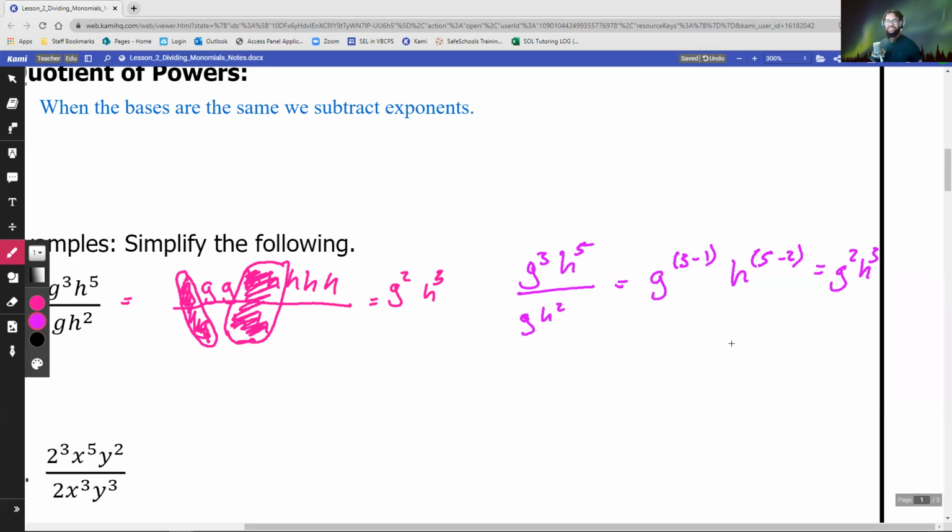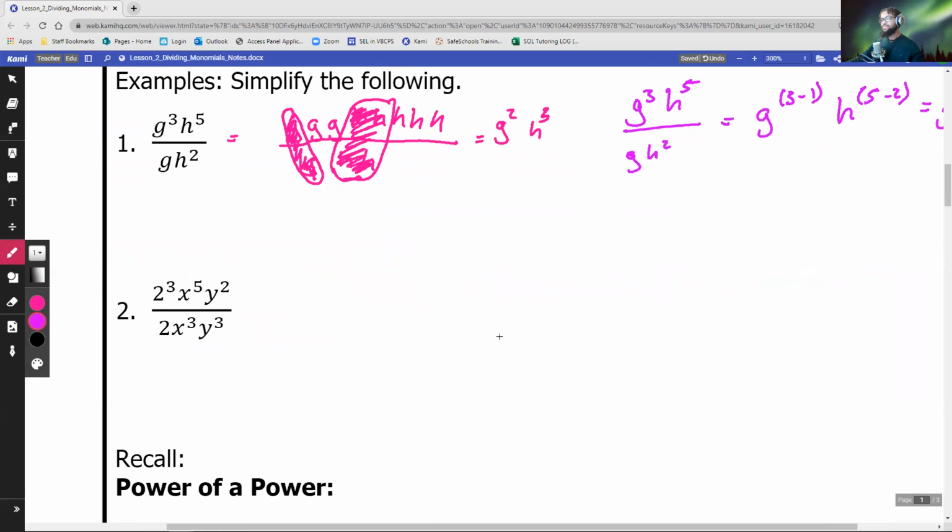In both of these different methods, one's a little bit shorter, but it's easier to make a mistake if you write it incorrectly. The other one's a little bit longer, but you're less likely to make a mistake. But we get the same answer, g squared h cubed, for both of these, all right? So using both of these methods, I want you all to try number 2. If you get stuck on it, definitely come back to Zoom and let me know.